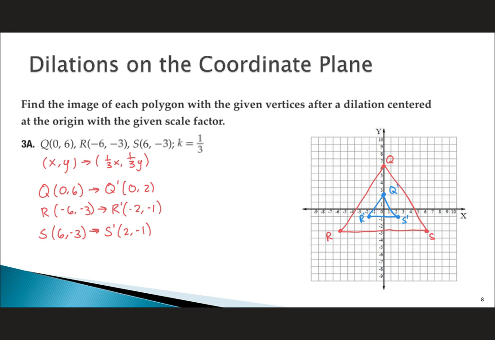Notice how the image got closer to the origin, which is, of course, our center of dilation, which is why we were able to use the rule. This is a reduction, okay? Our scale factor was less than 1, so it makes sense that our picture got smaller.